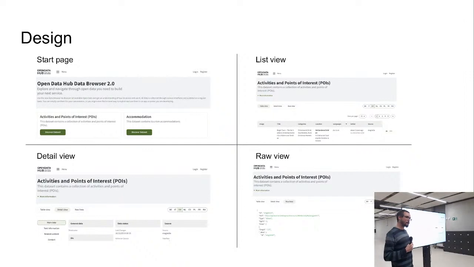Then we have the detail view. Again, the header with the general information. And on the left side, you see the categories. And here you see the subcategories with the data. And then we have something for the developers. We have the raw view, where you can see the JSON response that came from the last data fetching of the API. So this is something nice, and we use it also while developing the data browser.